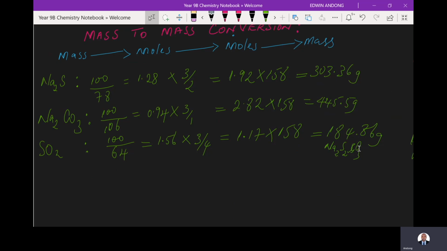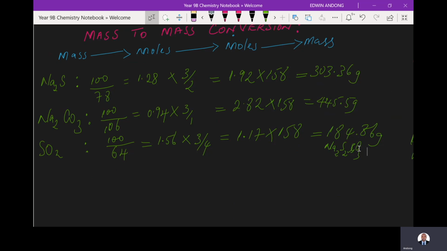Once more, a recap. In calculating limiting reagent, you have to calculate the mass of the product that is being produced from the limiting reagent in a reaction. And how do you get the limiting reagent in a reaction? The limiting reagent can only be got by converting the mass given into the mass of the product.